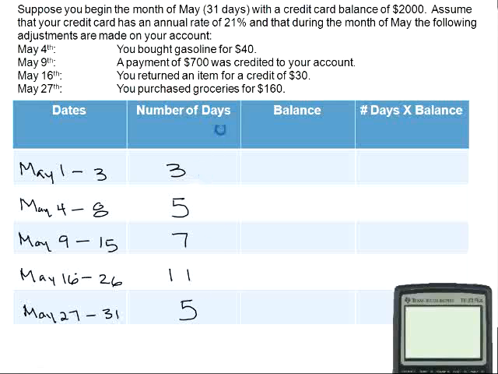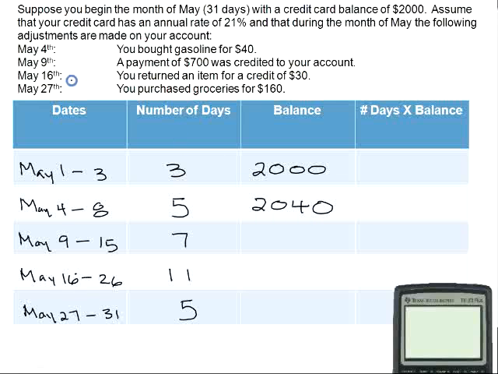Now let's talk about our balance. We began the month with a balance of $2,000. The balance is $2,000 on the 1st, and the balance stays $2,000 until a transaction occurs, and that does not happen until the 4th. We buy gasoline, so on the 4th our balance will increase by $40 to $2,040. And our balance will remain $2,040 on the 4th, the 5th, the 6th, the 7th, and the 8th.